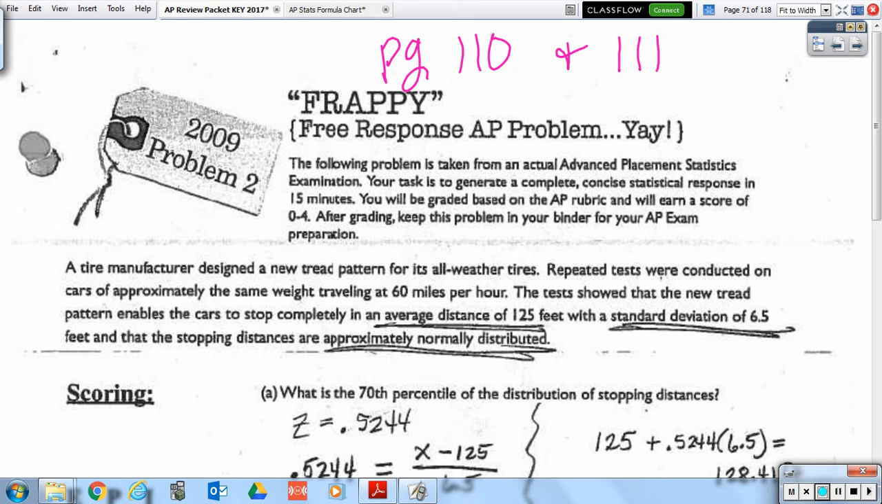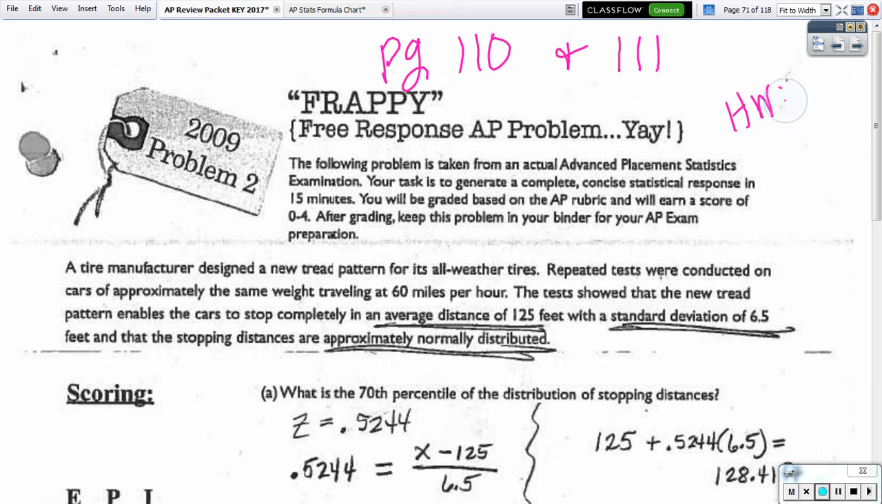All right, so this is the free response that was assigned yesterday on pages 110 and 111. So we're going to go over those, and then again for homework today I want you to do pages 86 and 87. Those are in your packet. They're out of order, but they're in your packet. Just go find them. All right, so here we go.